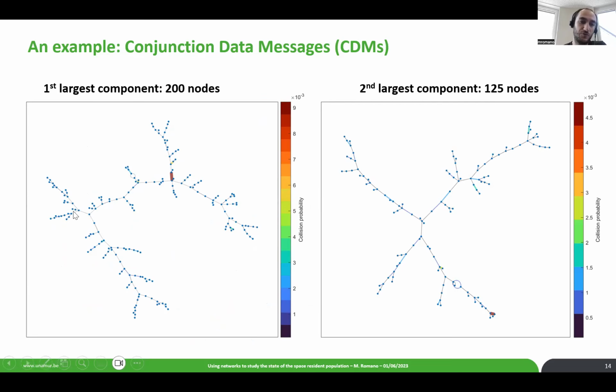And what I did was to map the collision probability as the weight of the edges of these nodes. So this is a very compact way to represent this kind of interactions between objects, so the conjunctions, the close encounters, since you can also map the collision probability over the link that represents the conjunction. And so you can immediately see that there are a couple here of conjunctions that are quite high in probability.